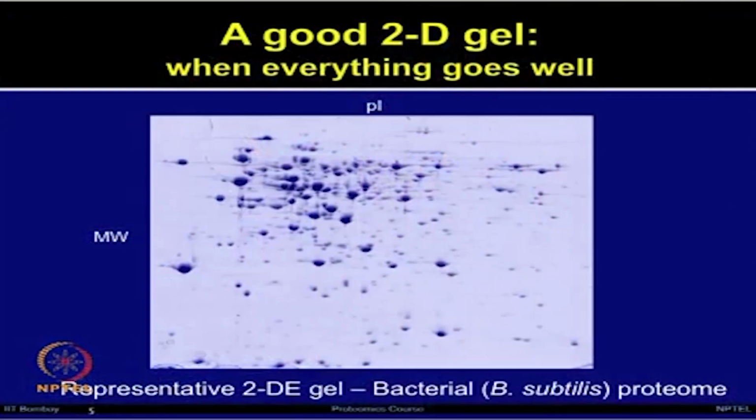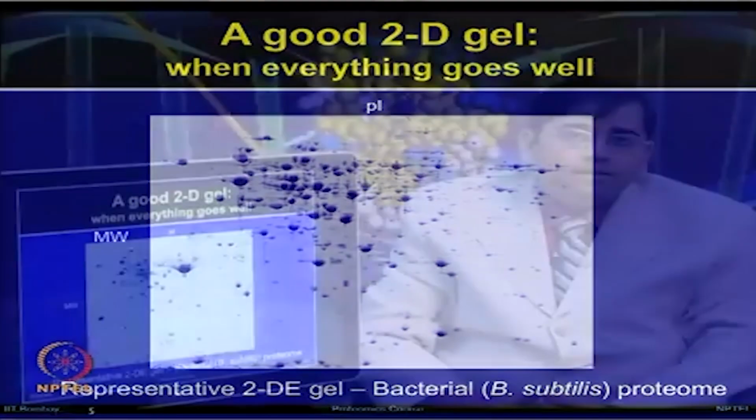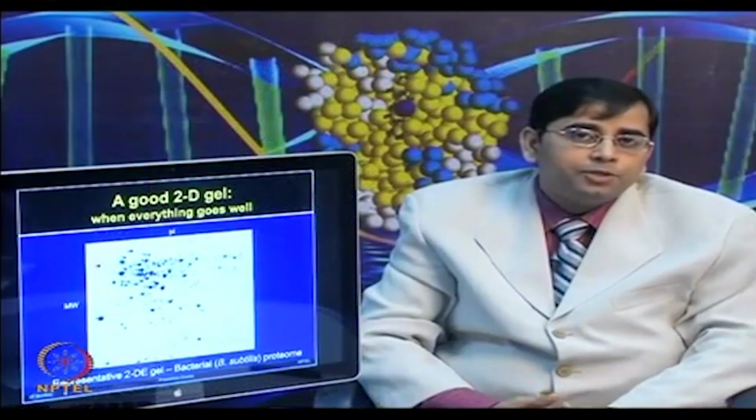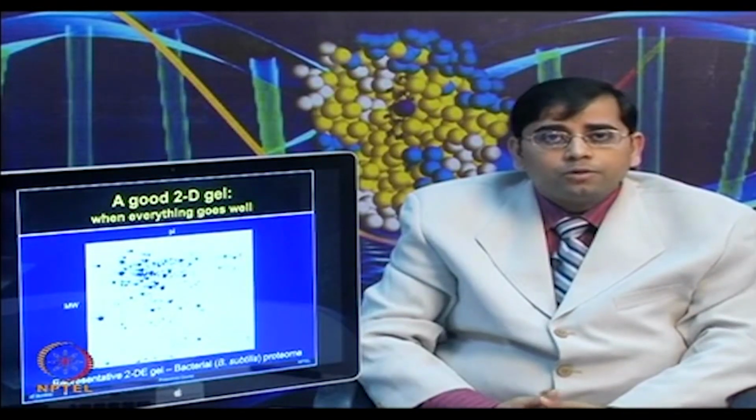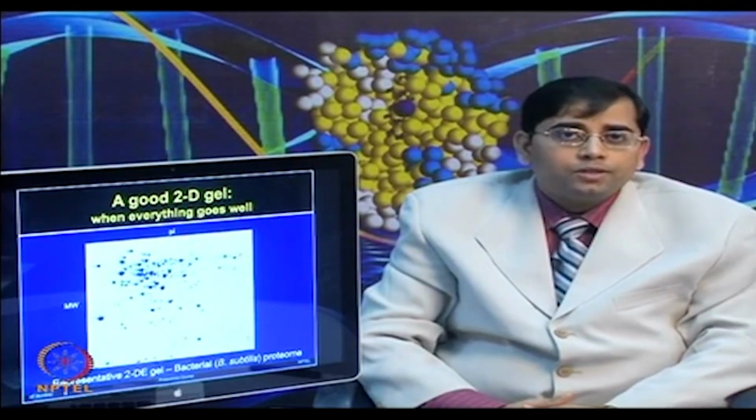Now, I am showing you another good gel obtained from a bacterial sample, B. subtilis, but often this is not the case. Many times there are different types of issues which could give rise to very bad images. These issues could be because of the sample preparation method, because of reagents involved, because of different parameters involved in isoelectric focusing, and finally, different types of staining methods being used. So, let us talk about some of these issues step by step.